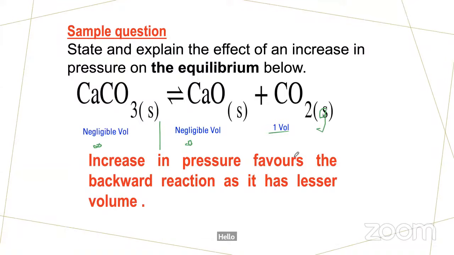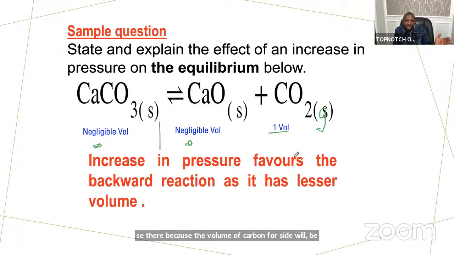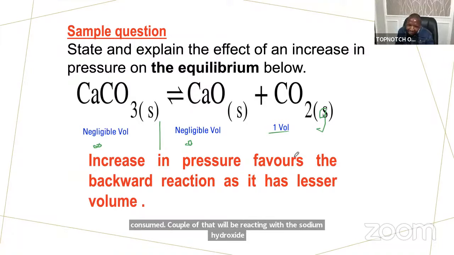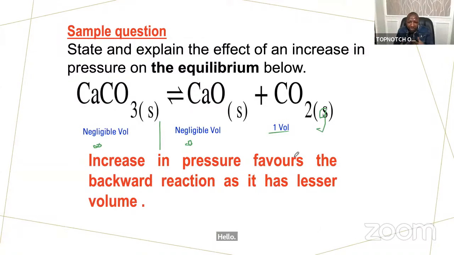Because the volume of carbon dioxide will be consumed. Carbon dioxide will be reacting with sodium hydroxide, absorbed by sodium hydroxide. Therefore, it will shift to the right. That's the only thing that you need to talk about. The sodium hydroxide absorbs carbon dioxide, reducing its concentration. Therefore, the claim.